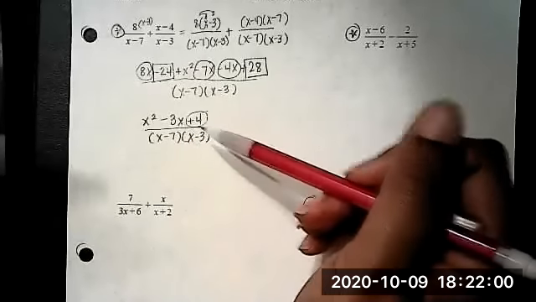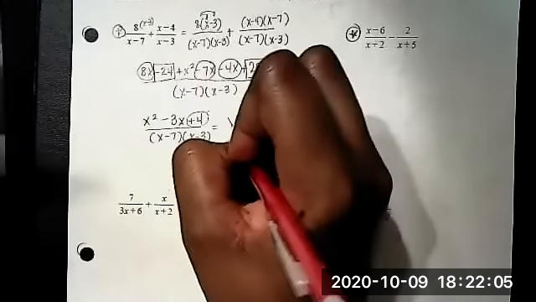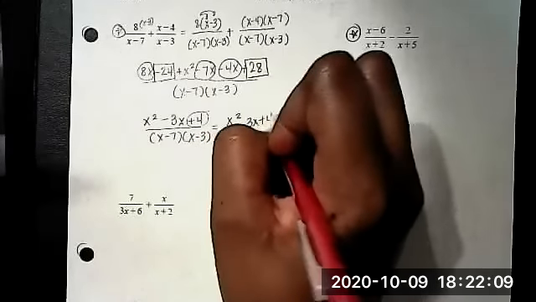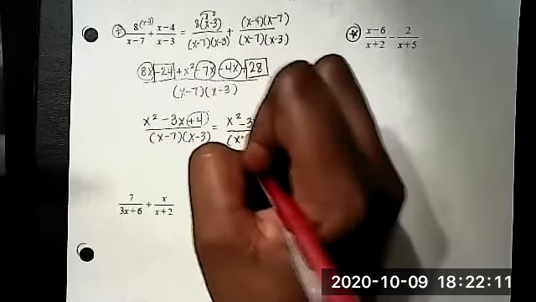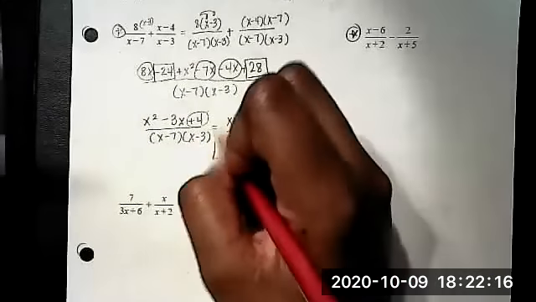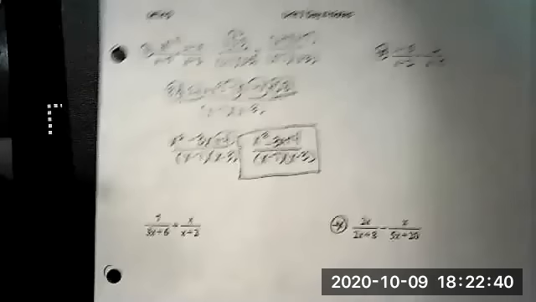This is not factorable. You cannot factor it. And if you can't factor it, you have to leave it alone. So your answer here is x squared minus 3x plus 4 all over x minus 7 and x plus 3, minus 3. That is your answer. Okay? So that was your answer there.